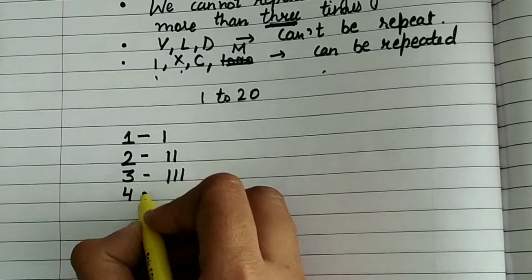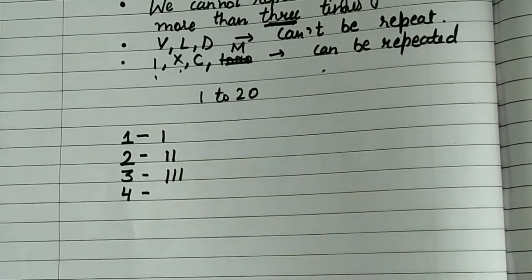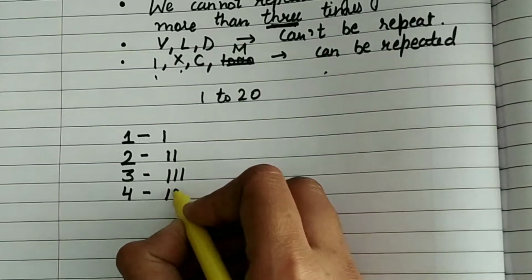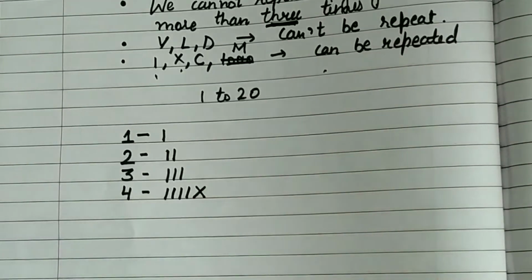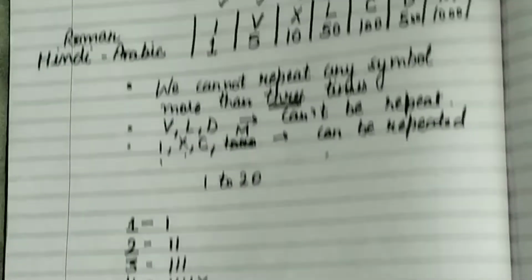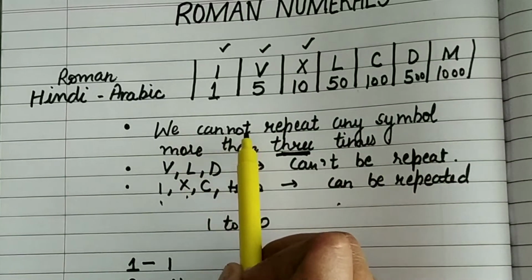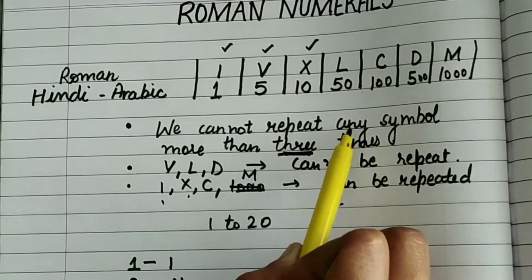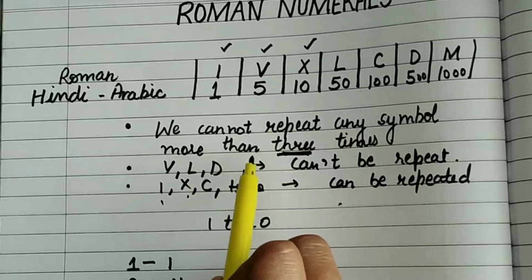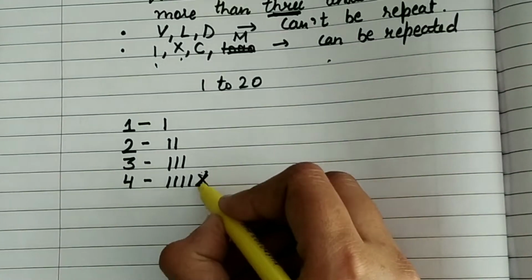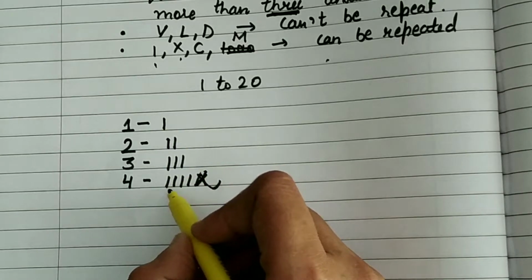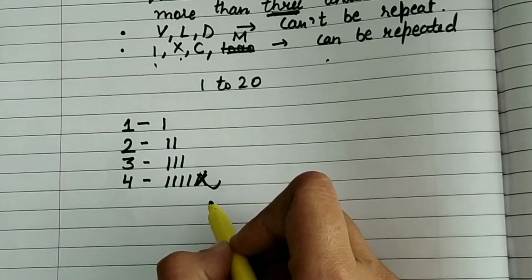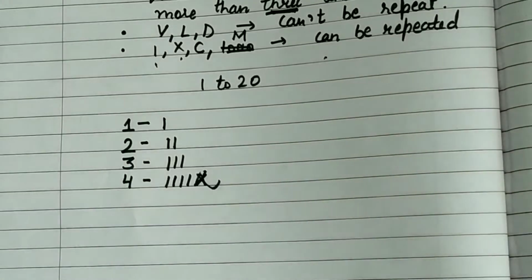Then here is 4 for me. So can I write it like this? No. Why? Because I told you the rule that you cannot repeat any symbol more than 3 times. But here you are repeating one symbol 4 times. So this is wrong.